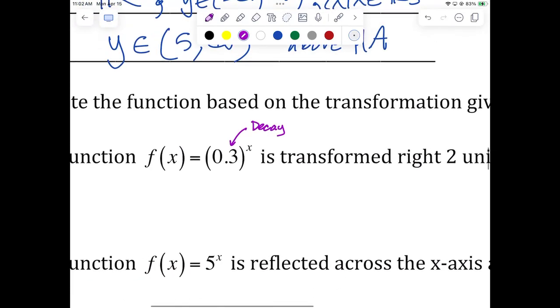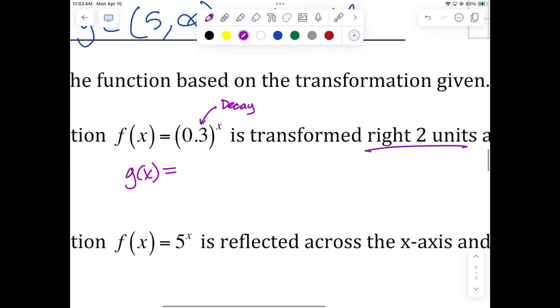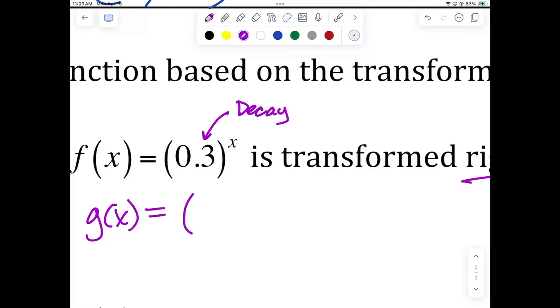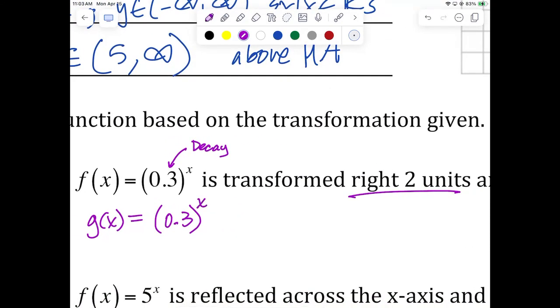Now, if I'm going to write the new function g of x, the transformed version, if we're moving right 2 and up 7, is there an a value in front? No, it's just 0.3 to the, and now right 2 is going to be x plus or minus 2? Minus 2. Make sure you write it small and in the exponent. The inside of the exponential is in the exponent, so make sure that is written smaller and up. Okay, it's part of the exponent.